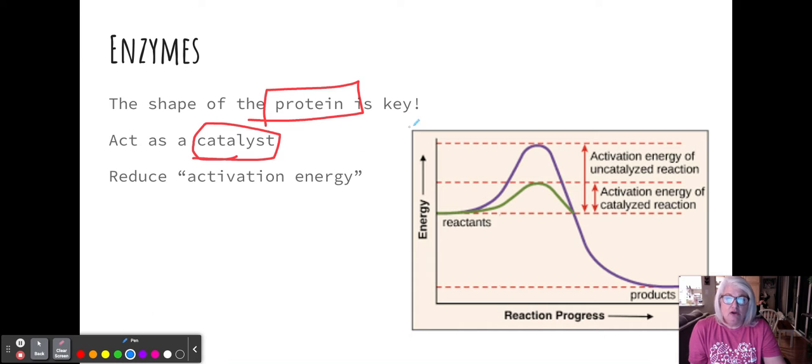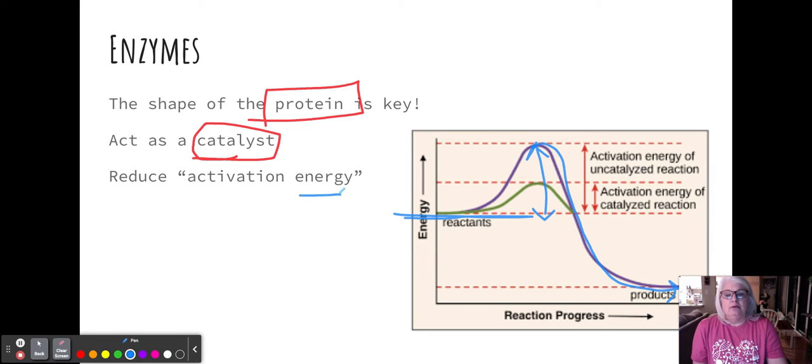So any chemical reaction, and that's what metabolism is. Metabolism is basically the sum of all of the chemical reactions occurring in your body, and each takes a certain amount of energy. So if we look at this chart, from here we have our reactants, and it requires this much energy right here without an enzyme for the reaction to occur. Once the reaction occurs, it becomes a product.